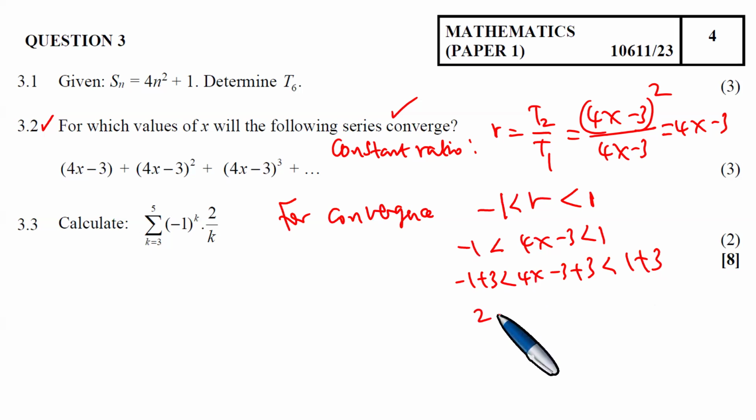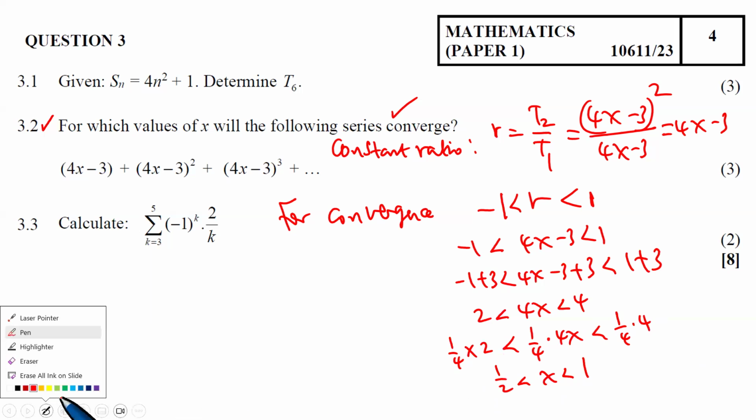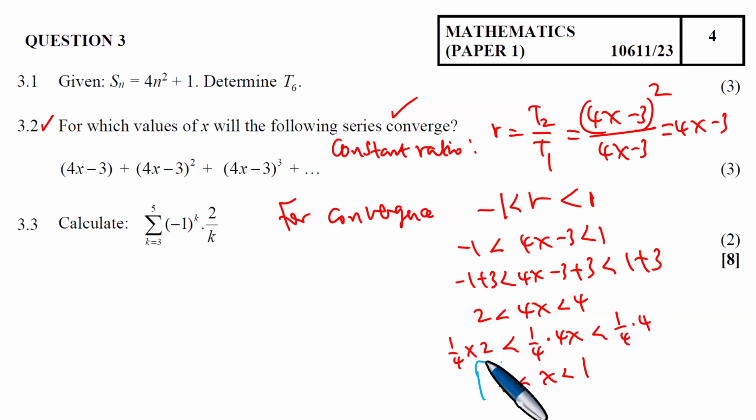So minus 1 plus 3, you get 2, which is less than 4x, less than 1 plus 3, which is 4. And then you want to solve for x. To remove this 4, you must multiply by 1/4. 1/4 times 2 is less than 1/4 times 4x, less than 1/4 times 4, which means now you have 2 over 4, which is 1/2, less than x, less than 1. And therefore, this is the answer: 1/2 is less than x less than 1.